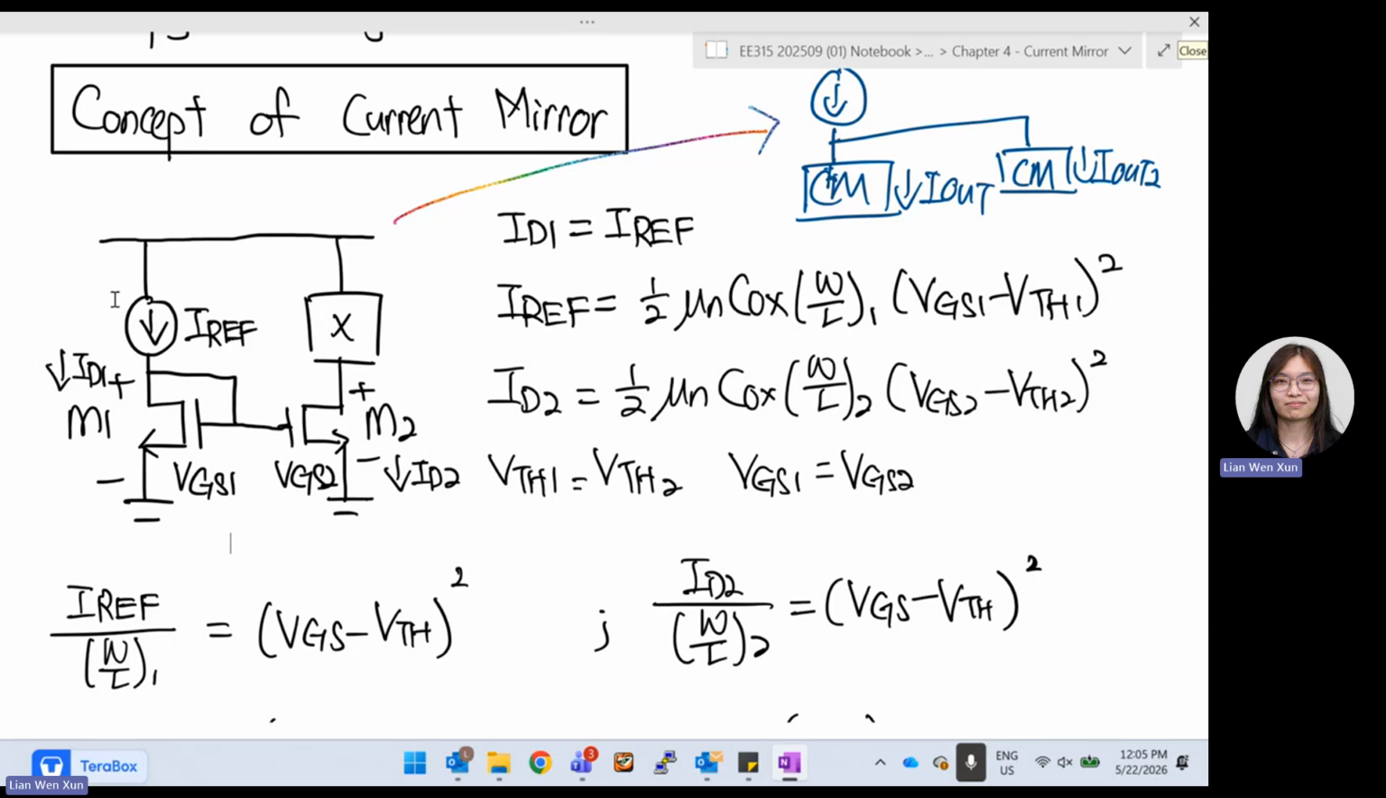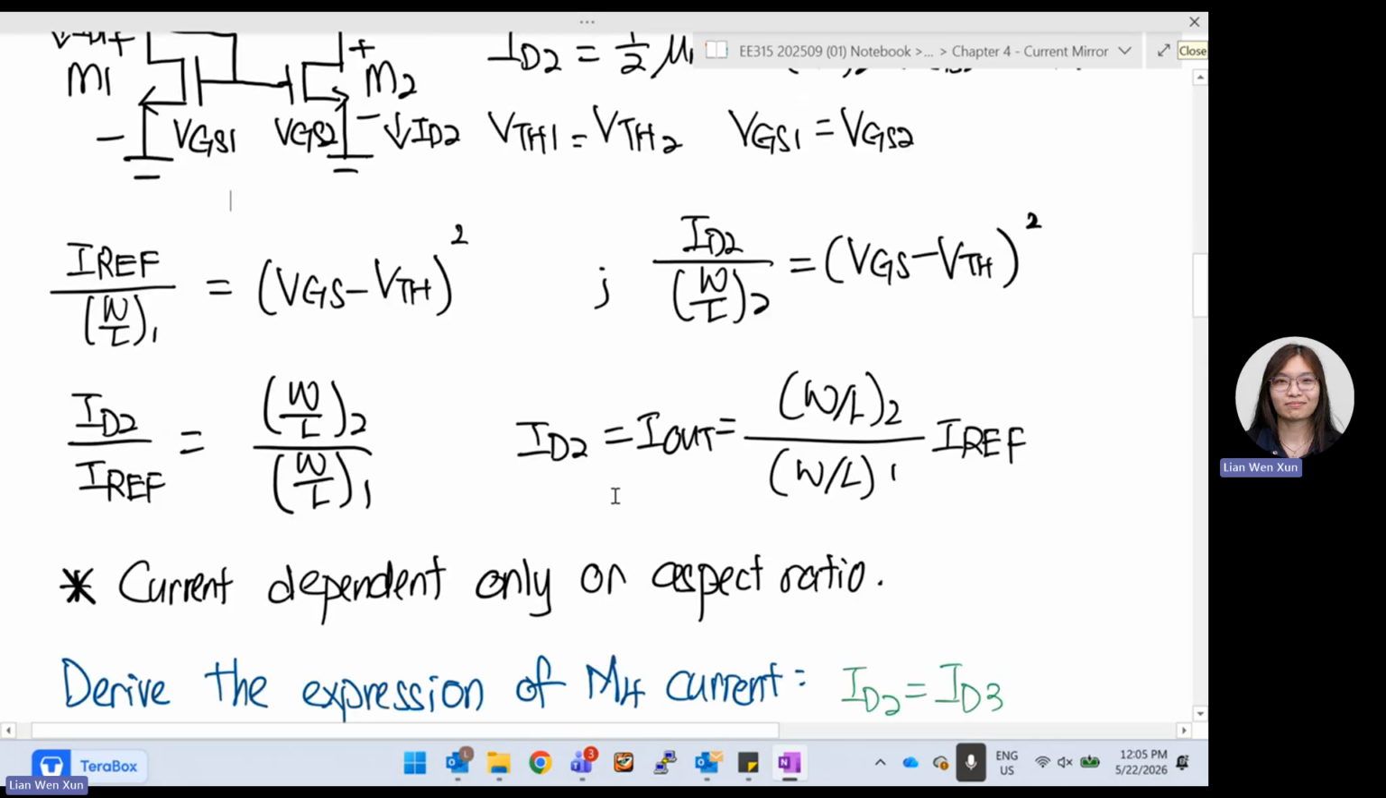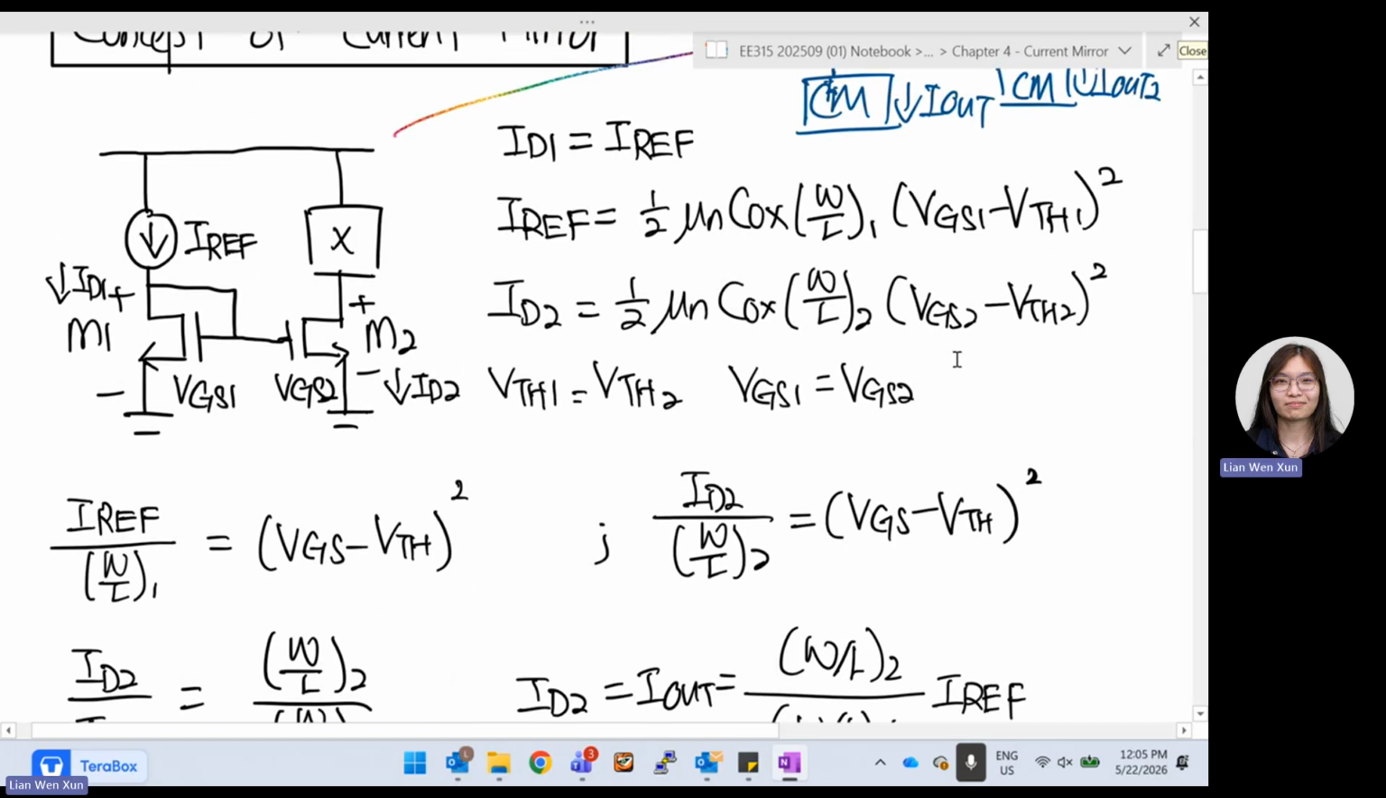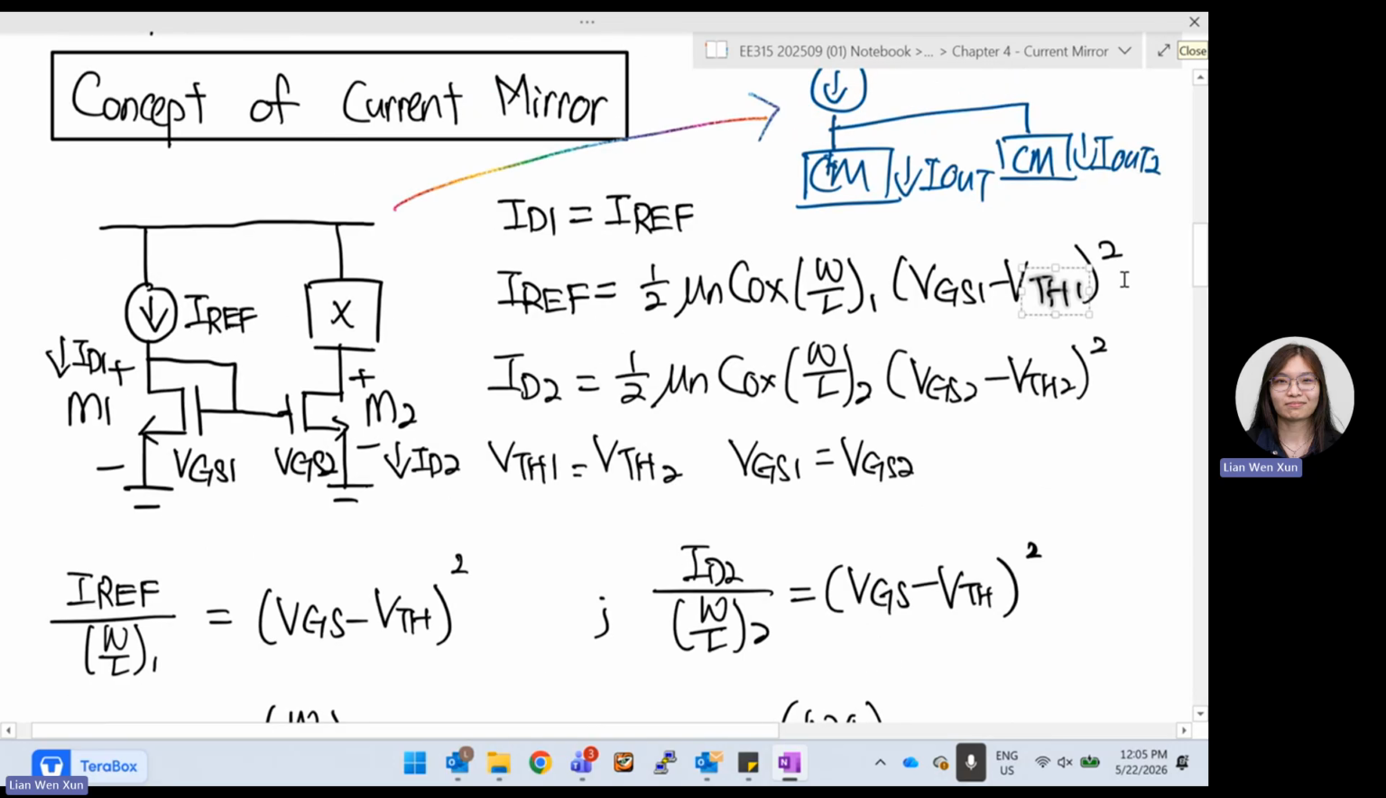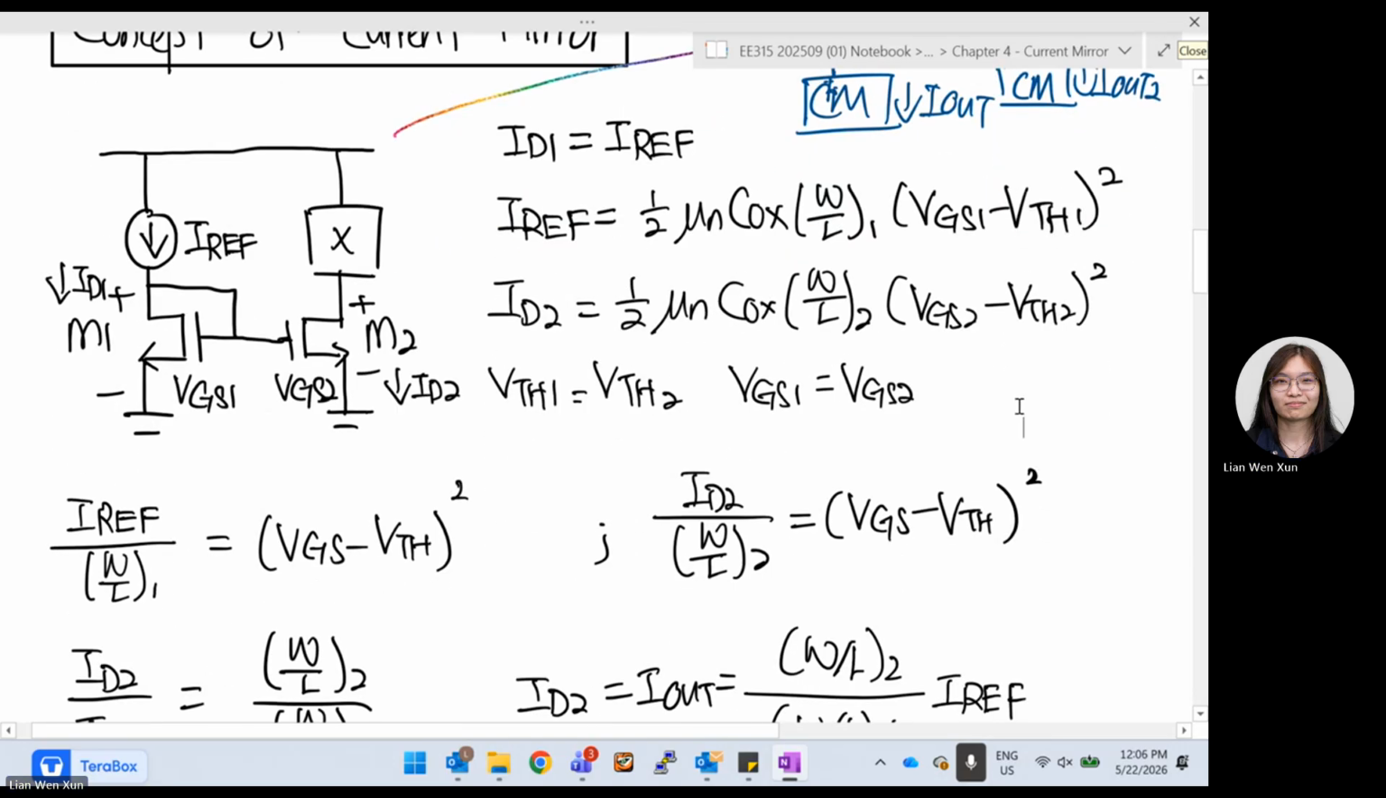For ID2, we do not know the exact sizing yet, but we know that the current that flows through ID2 is also half mu n Cox W over L2, (VGS2 minus VTH2) squared. Now if we assume VTH1 and VTH2 are the same, and VGS1 and VGS2 are the same. You can see the gates are connected together and the source is grounded, so VGS is for sure the same. If they are the same type of transistor, then VTH is also the same. And let's say my mu n and Cox are all the same.